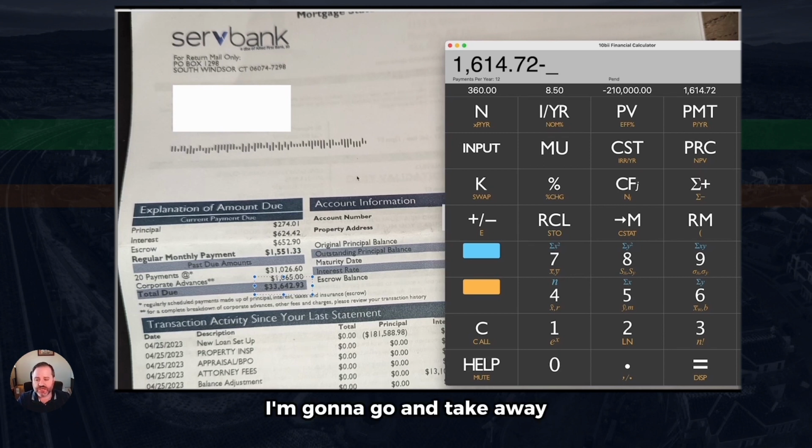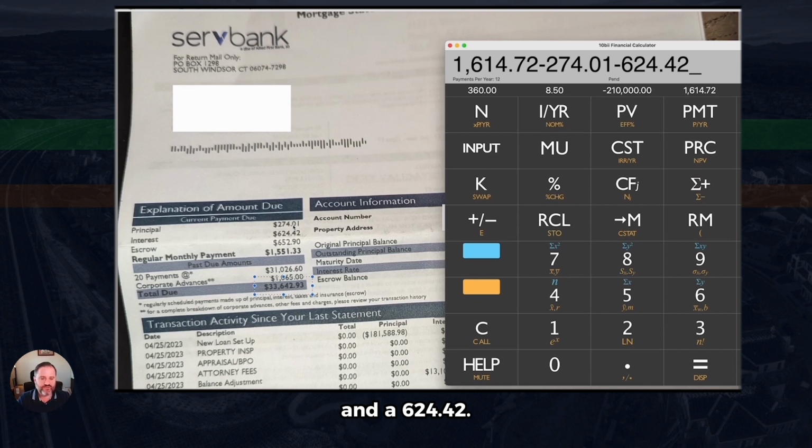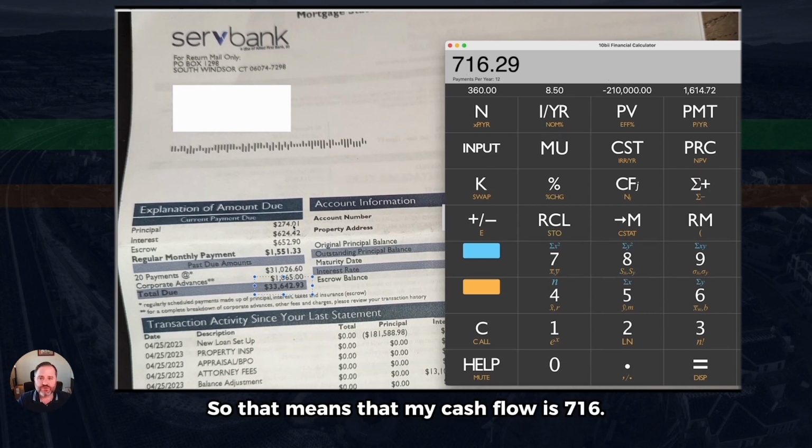Now I'm going to take away the underlying debt, principal and interest. Escrow, the buyer pays. That's not something we have to calculate. We're only looking at what our interest and principal payments are on the underlying debt. So here I've got a $274.01 and a $624.42. So that means that my cash flow is $716.